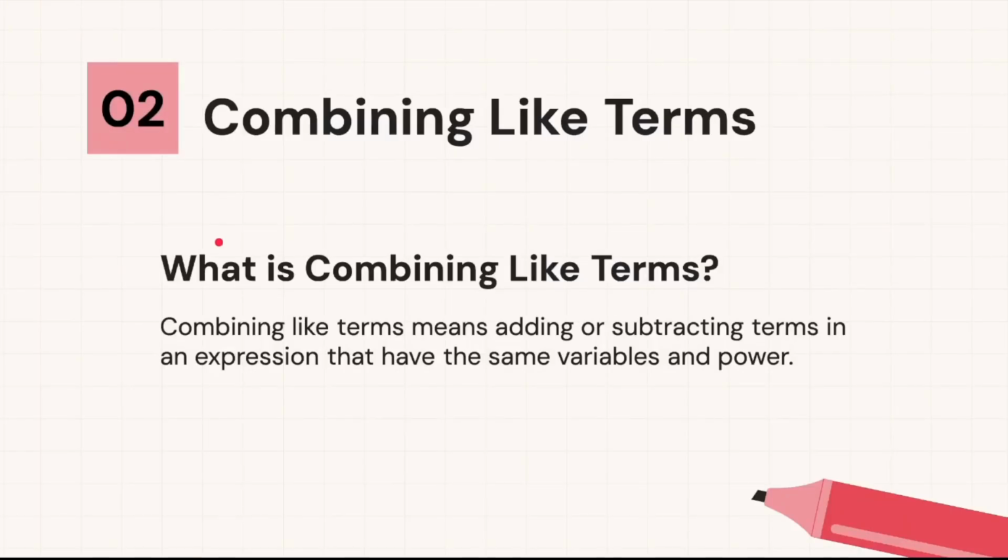This is Lesson 2 of Unit 1, which is the Pre-Algebra Review and Introduction to Algebra. In this lesson, we will be discussing combining like terms. What is combining like terms? Combining like terms means adding or subtracting terms in an expression that have the same variables and power.